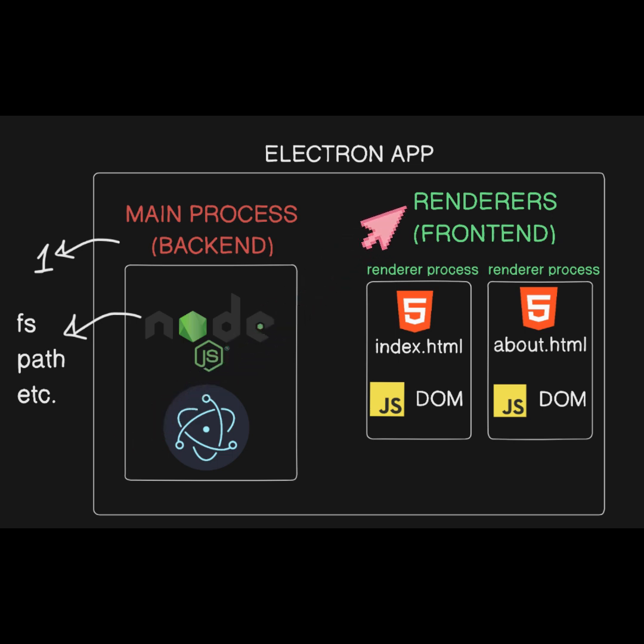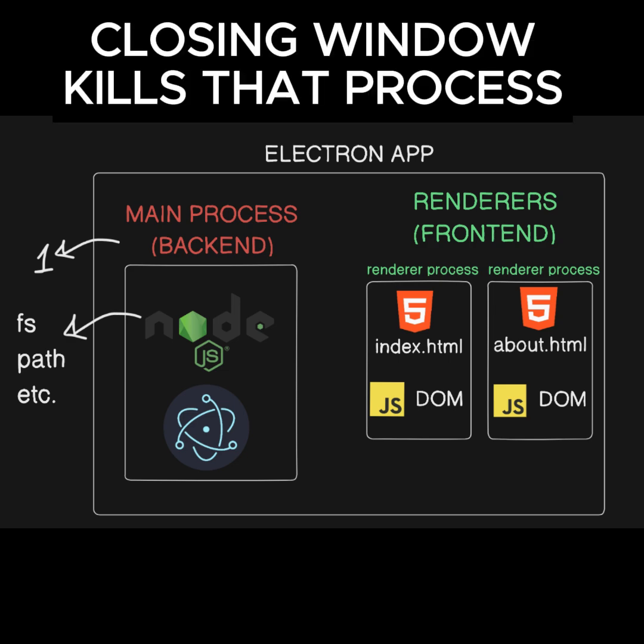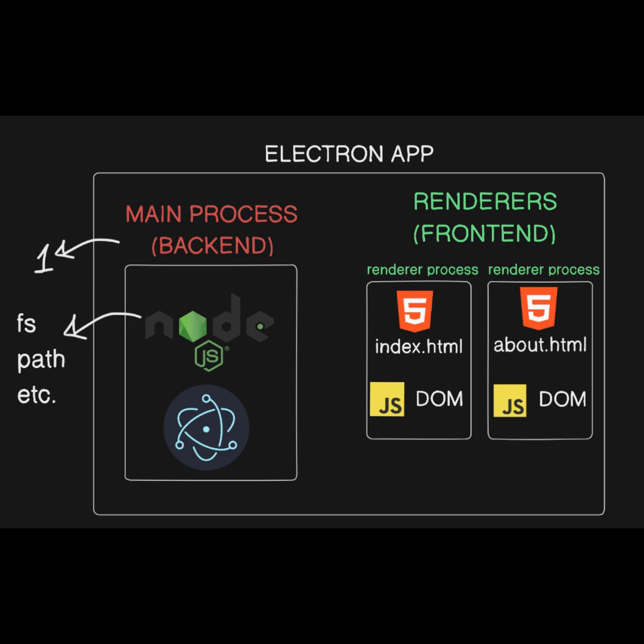So what's up with the renderer process? You can think of it as the front end of your app. As the name suggests, it renders the web content and it has a browser environment, so it has access to DOM. Each new window is called a renderer and it has its own process, and when we close the window, it kills that renderer process. So long story short, an Electron app has only one main process but can have multiple renderers.